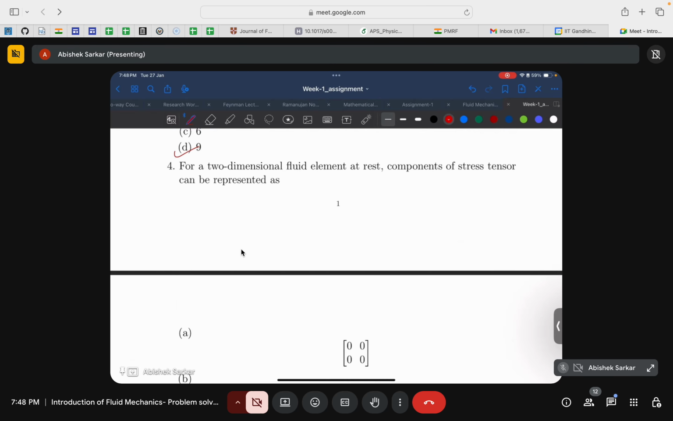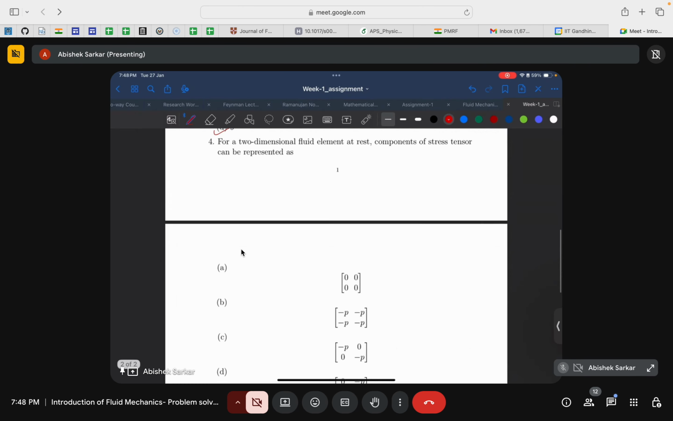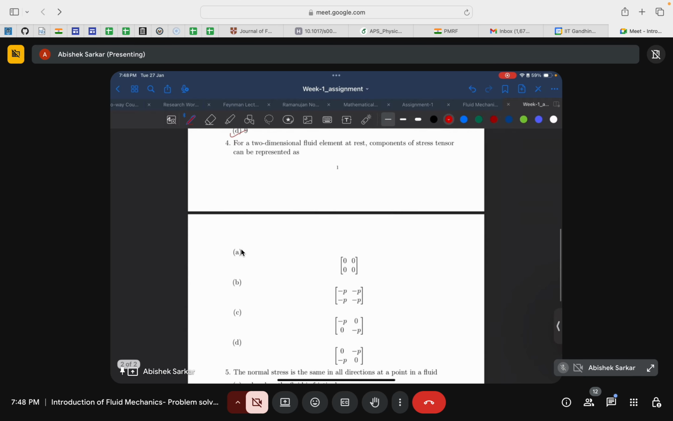Okay, so question number 4. Sadly it is split across 2 pages, but I think it's still visible. Question number 4 is: for a two-dimensional fluid element at rest, the components of the stress tensor can be represented as A, B, C and D. For a fluid element at rest, what would the stress tensor be? You can start by asking what the shear stress components would be for a fluid element at rest. I think it's a very nice clue.